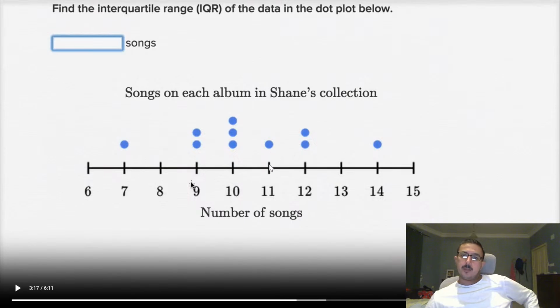So let's try this one. 1, 2, 3, 4. 3, 7, and 2, that's 9. 1, 2, 3, 1, 2, 2, that's 4, and 3, 7. And then I got 1, 2, 3, 4, 4 and 7. I lost this. So where is the middle?